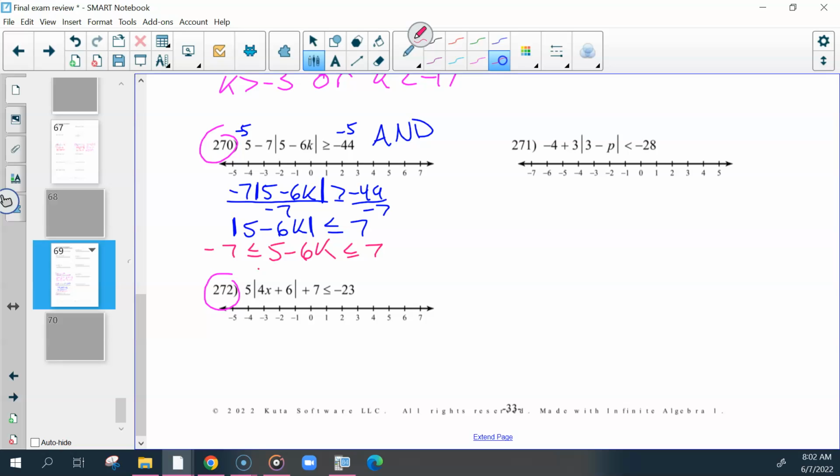Subtract 5 on all sides. So negative 12 is less than or equal to negative 6k. It is less than or equal to 2. And then divide by negative 6. And my signs are going to change again.